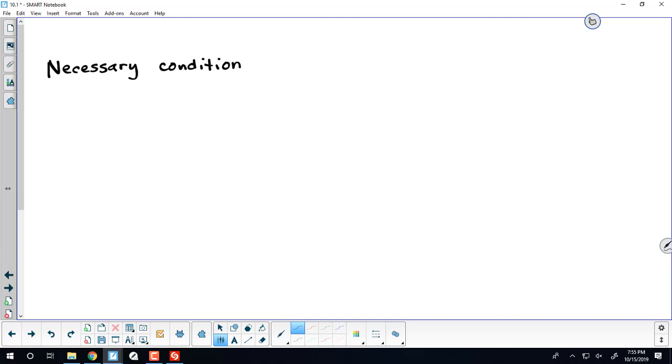A necessary condition is, a conditional statement is like, if this, then this, right? So a necessary condition is something that says, let's make it generic and write a specific example: without a condition, you don't have a conclusion.